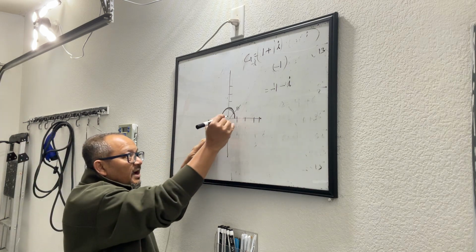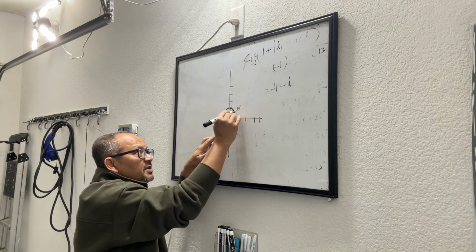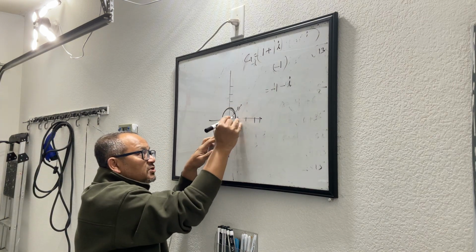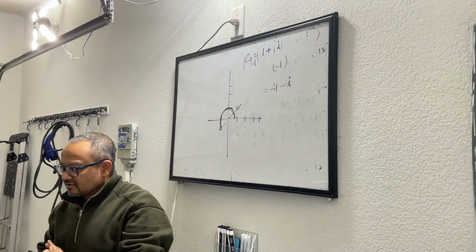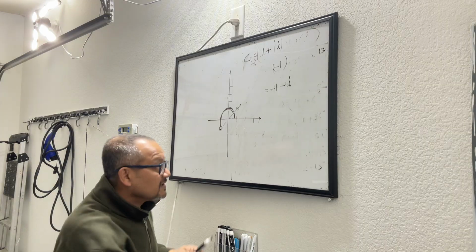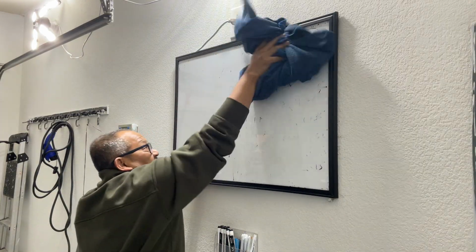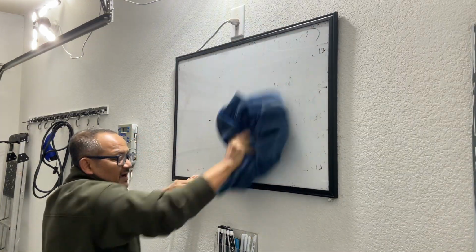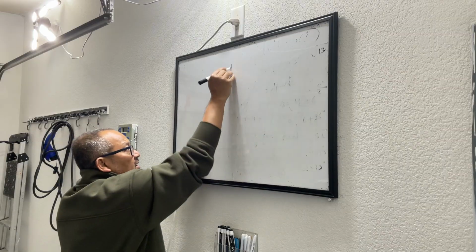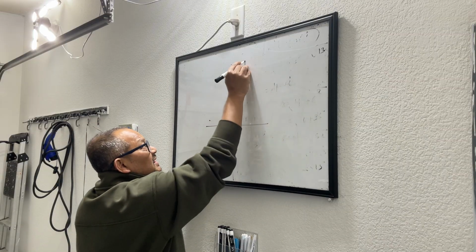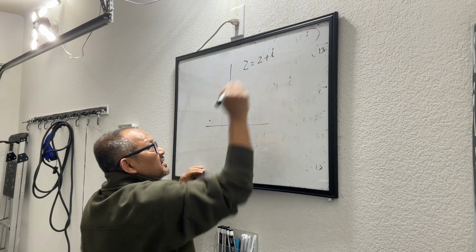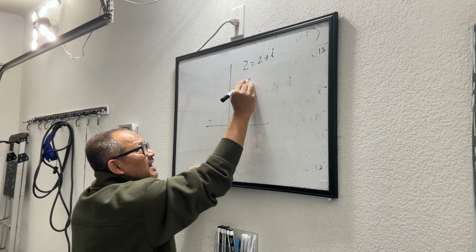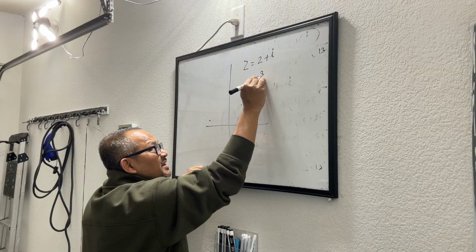So your magnitude remains the same, but your amplitude got 180 degrees extra. Now let's club these two things together. If I say I have a complex number z equals 2 plus i, multiply that by minus 3.